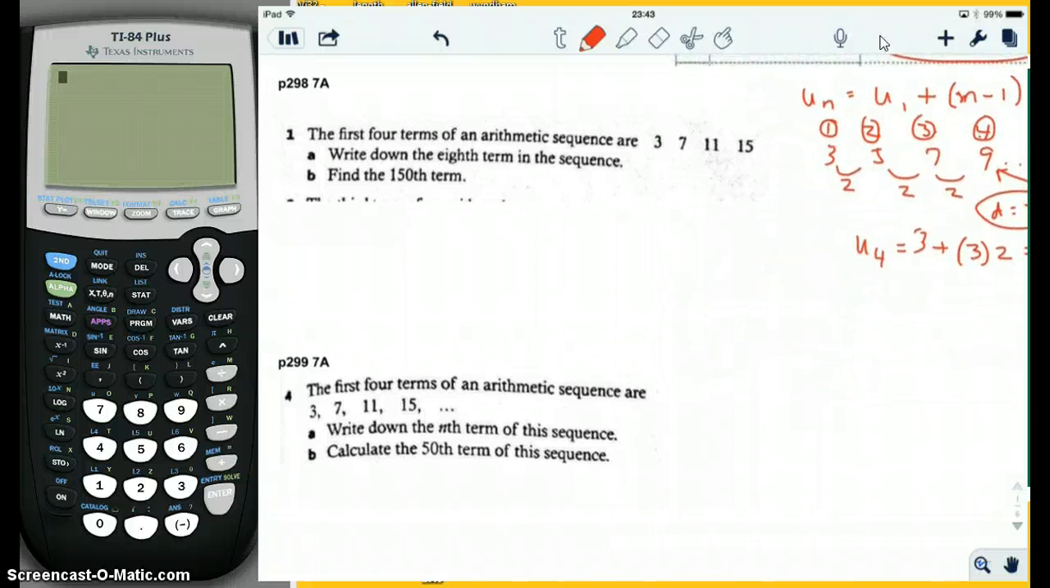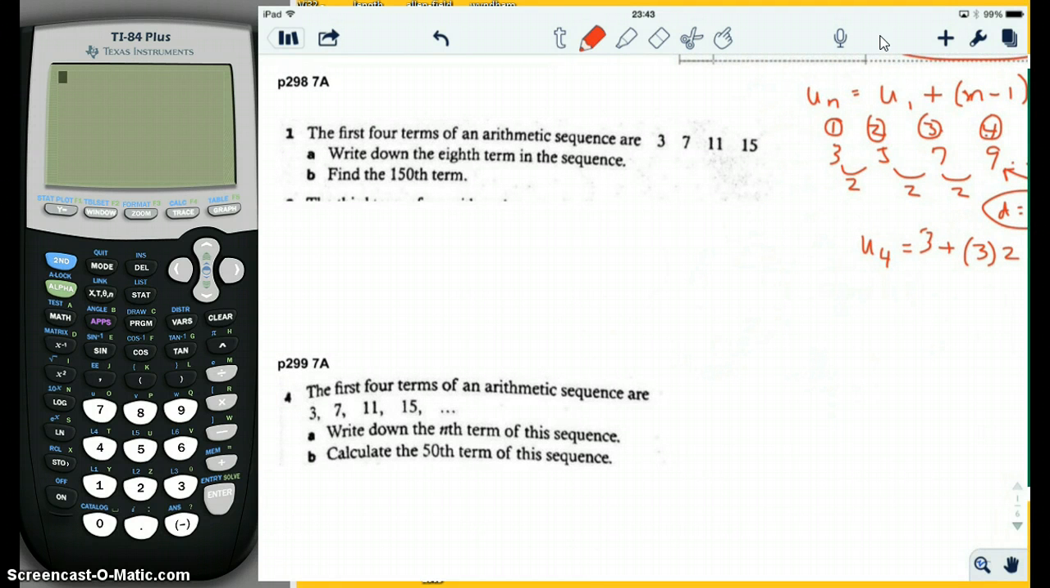At the beginning of each problem, you're going to write down the equation, the formula. The first four terms of an arithmetic sequence are 3, 7, 11, 15, and so on. Write down the eighth term in the sequence. Okay. Let's see, that's the first four terms. The eighth term would be u8 is equal to u1 plus n minus 1 times d. And d here is obviously 4, right? There's a 4 between each of these. There's 4 between those two. There's 4 between those two. So d equals 4.